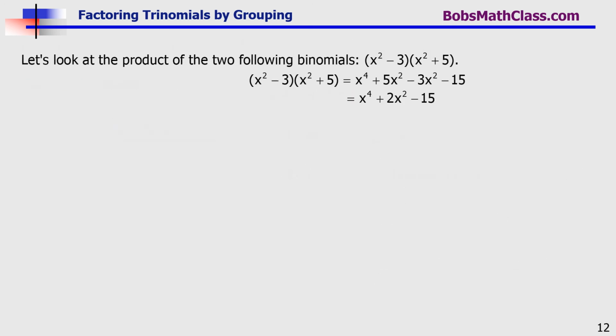Okay, let's look at the product of these two binomials: x squared minus 3 times x squared plus 5. If you notice, when you multiply, the answer comes out to x to the 4th plus 2x squared minus 15. Factoring is going in reverse from multiplying. So we're going to have problems like x to the 4th plus 2x squared minus 15, and we're going to factor that. Notice that the first terms of each binomial are x squared, in the first positions of each binomial.